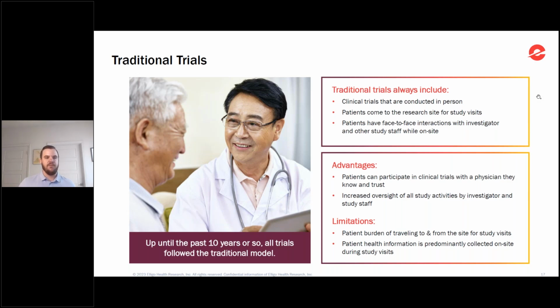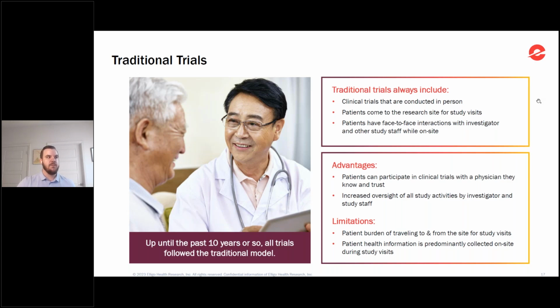There's patient burden involved in traveling to and from the study site for said trial visits, especially in scenarios where the trial site may be, let's say, not within easy driving distance of their house. And then patient health information being predominantly conducted on site during study visits, as opposed to at home visits or at telehealth check-ins on a more frequent basis.